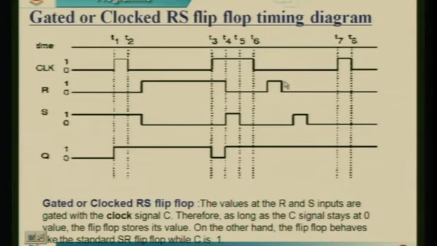So, when both the signals are low, here you can see clock is high, both the signals are low, previously your output was held at logic 1, now it remains same. So, this is how the gated or clocked RS flip flop works.